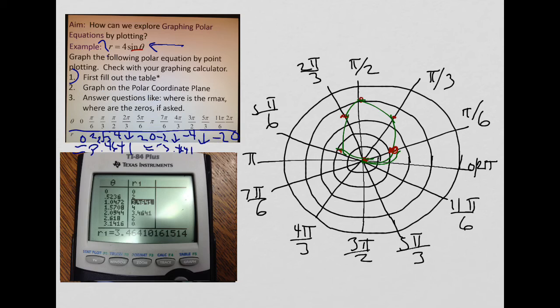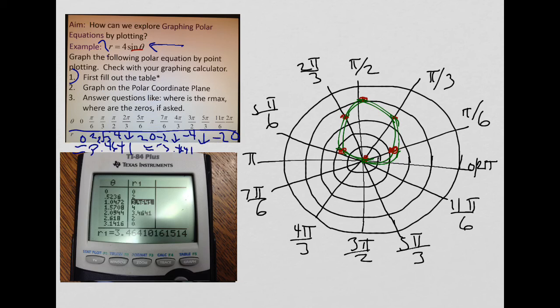Okay, at 4 pi over 3, it was that negative 3.4641, and at 3 pi over 2, it was negative 4, and at 5 pi over 3, it was negative 3.4641, and at 11 pi over 6, it was negative 2, and then at 2 pi, it was the pole there, and connect. So there we have it. That is our graph, and that's how we do it.